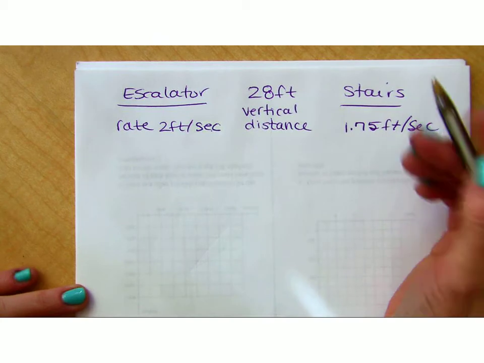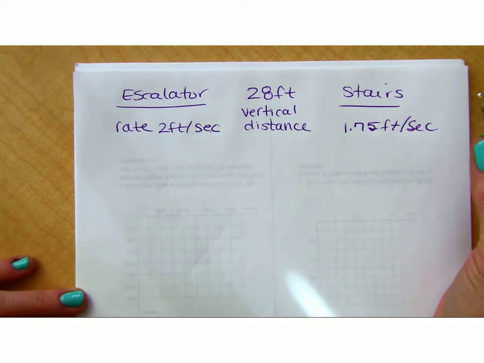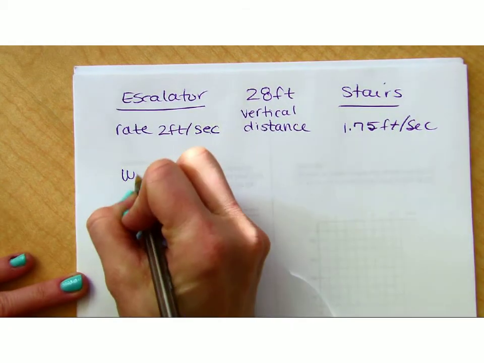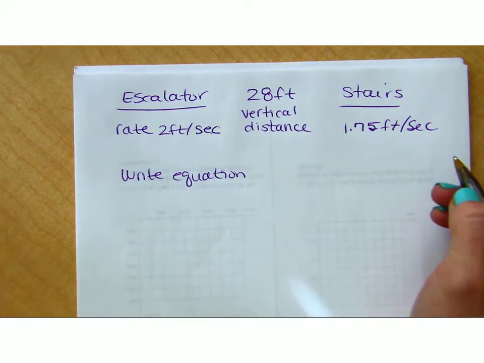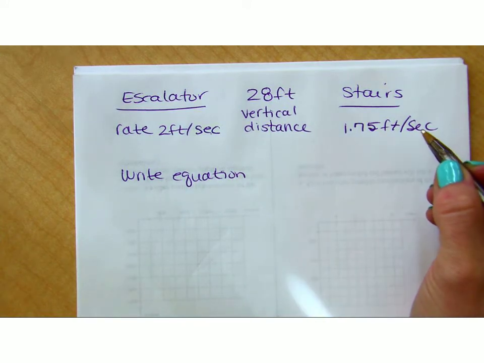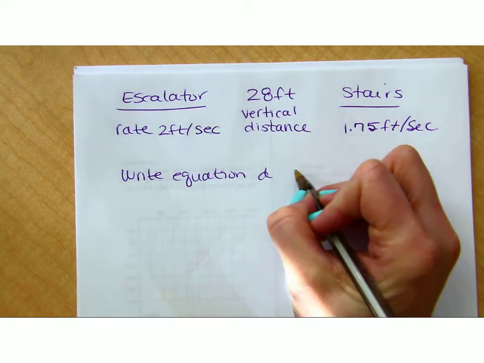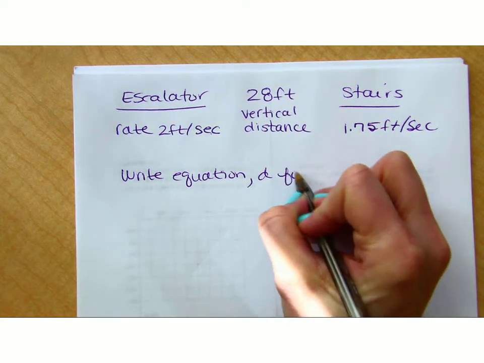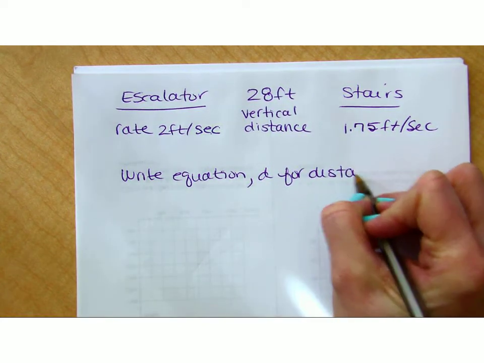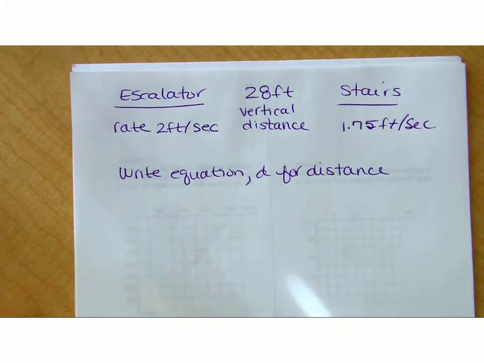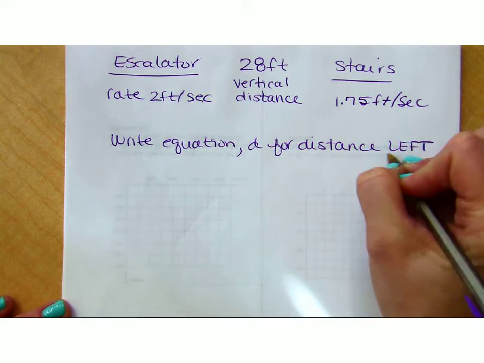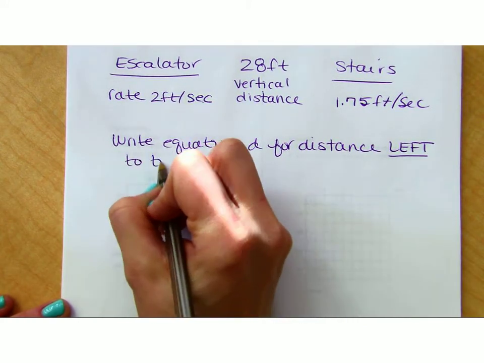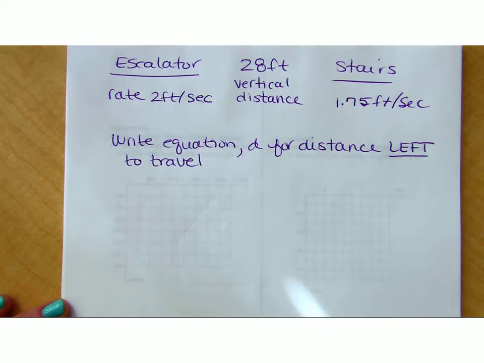I'm going to ask you to write an equation using d for distance. Now be careful. This next word is a game changer. For the distance that you have left to travel. Okay? So the distance that you have left to travel.